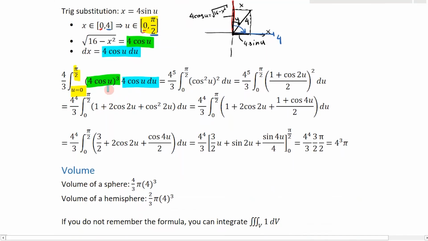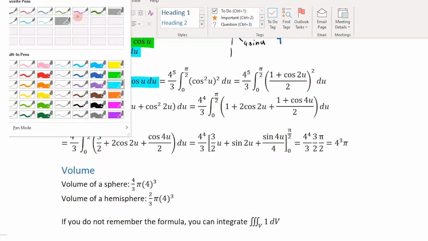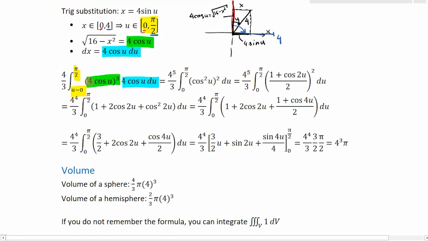Next is simplifying this. I got 4 cubed. This makes it 4 to the 4th, and this makes it 4 to the 5th. That's what I got here. 3 stays as is. We have integral 0 to pi over 2. Then we have this cosine, and then cosine cubed, which is cosine to the 4th, which I can write as cosine squared and then squared again. The reason I wrote it this way is so that I can use this formula for cosine squared u. Remember, cosine squared u is equal to 1 plus cosine 2u divided by 2.